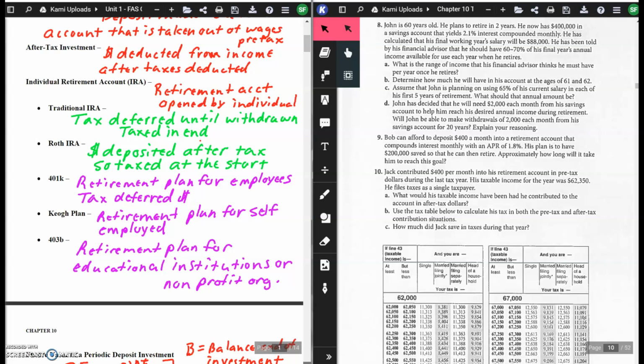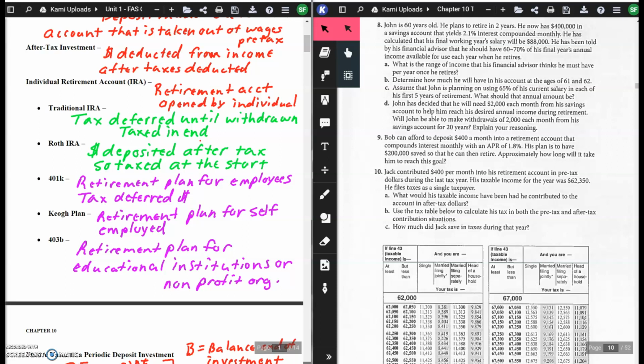A 401k, this is a retirement plan for employees. This is tax deferred money, so this is money taken out pre-tax. And it's typically matched by your employer. So if you put in a specific amount, your employer may match that amount.